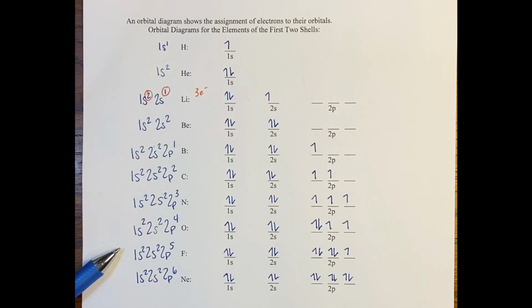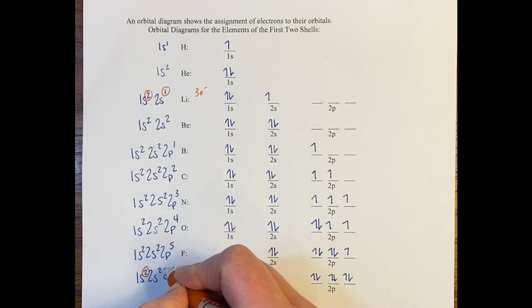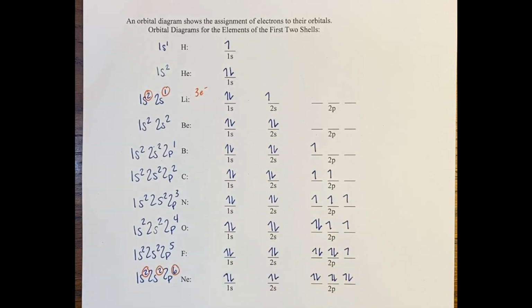For oxygen, we have 8 electrons, giving us an electron configuration of 1s2, 2s2, 2p4. For fluorine, we have 1s2, 2s2, 2p5, and for neon, we have 1s2, 2s2, 2p6 for our electron configuration. Don't forget that in every case, if you add up the superscripts, like here for neon, 2 plus 2 plus 6, that should give you exactly the number of electrons that you have placed. 2 plus 2 plus 6 gives us the 10 electrons that we have placed for neon.